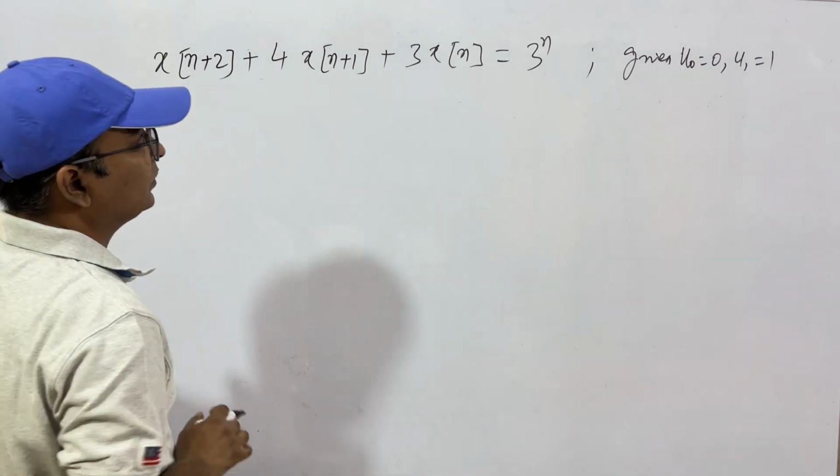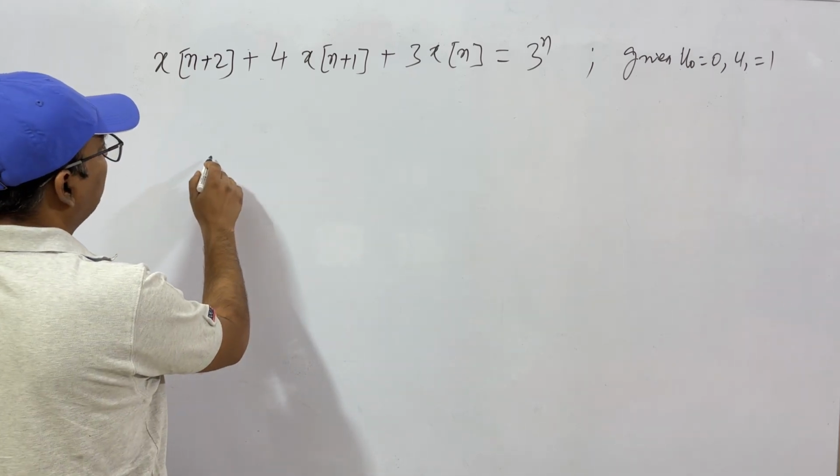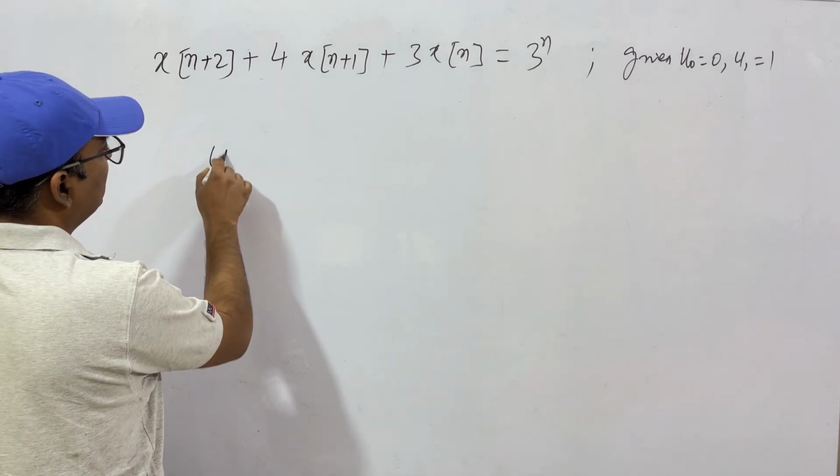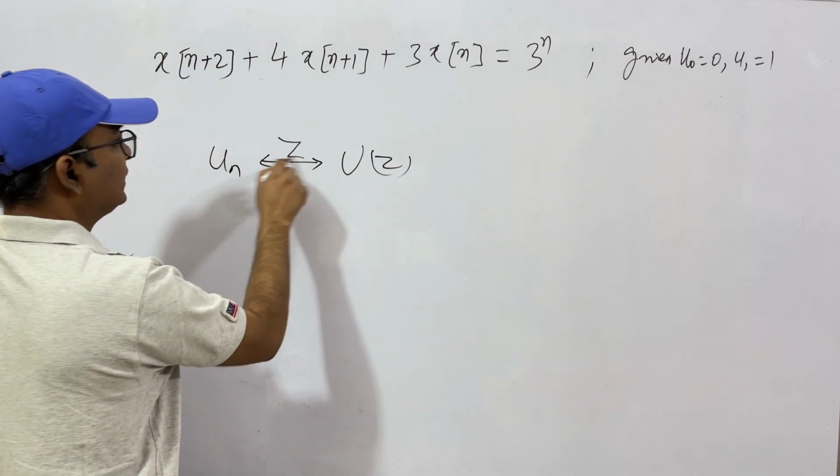Now this is the difference equation. Now let me give you a recap. We have seen that if u(n) corresponds to U(z), that is the z transform of this is this.